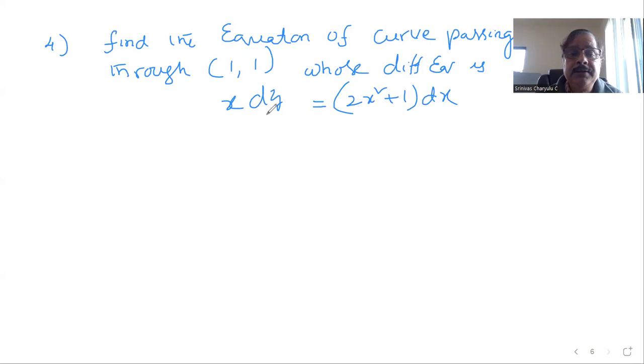So what they are giving? They are giving one equation here. Then they said that the curve is passing through 1, 1. So we'll solve this equation by integration and then substitute 1, 1 to get the particular solution from the general solution. So let us see how to do it. Variable separable method.